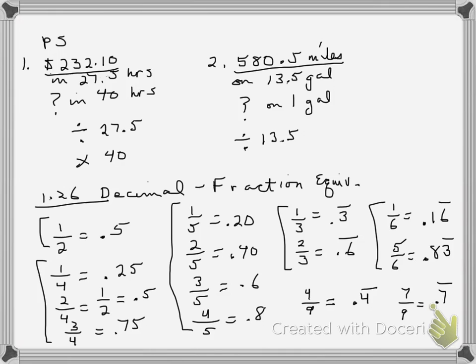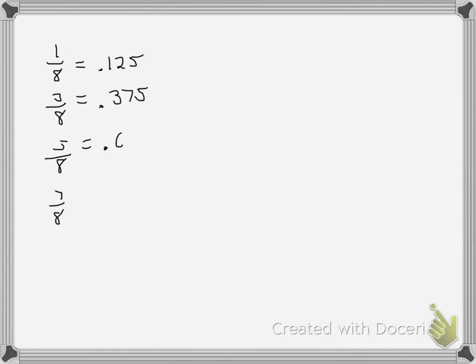The only other one is 8ths. Let me go to the next section. So 1/8 would be 0.125. 2/8 is 1/4. 3/8 would be 0.375. 4/8 is 1/2. 5/8 is 0.625. 6/8 is 3/4, and 7/8 is 0.875. Notice what's happening here: we have 25, 75, 25, 75, so that will help you remember that.